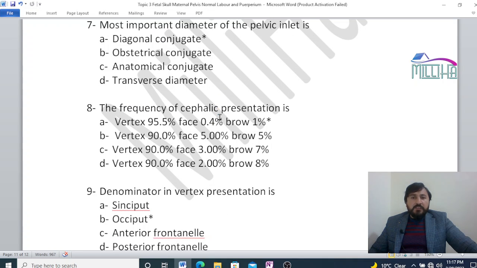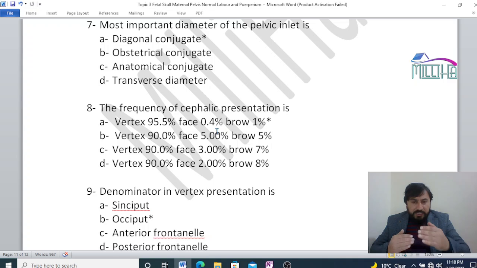Okay, the frequency of cephalic presentation. Cephalic presentation is when the head delivers first. The head is down and it occupies the lower pole of the uterus. That's called cephalic presentation. That's the common presentation. So vertex is 95.5% and face 0.4%. Vertex is this part in cephalic presentation, 95.5%.